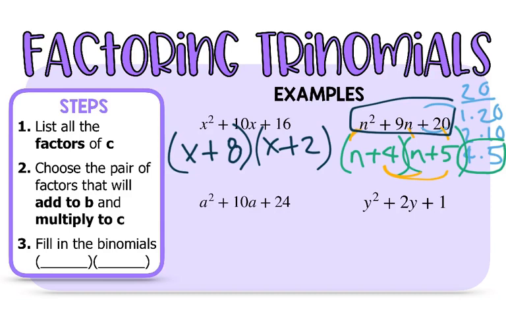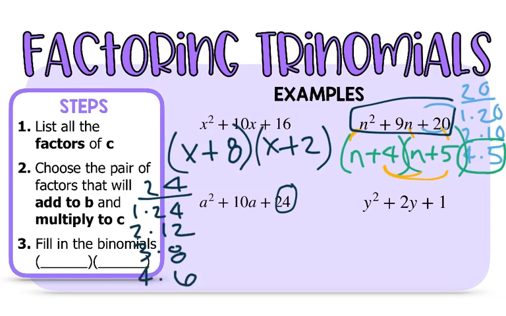So let's write out factors of 24. So we have 1 times 24, 2 times 12, 3 times 8, 4 times 6, and that is everything. So we have 4 options here. And which ones will add to get me to 10?